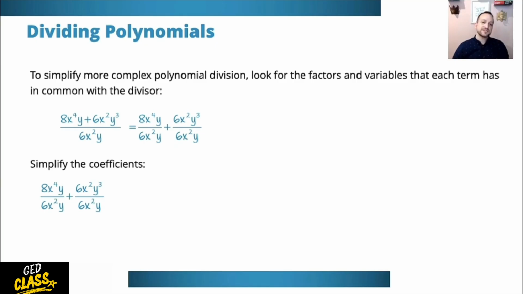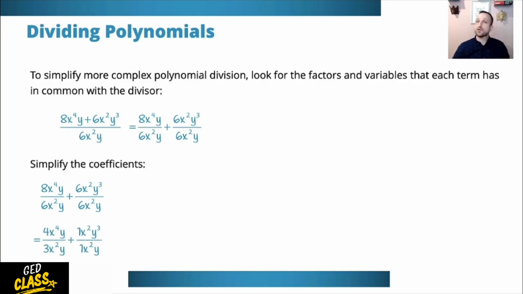The 6 dividing into 8, well, we could simplify that down into 4 over 3. And 6 into 6, well, that cancels completely. Now, often we don't write in the 1, but we put it in here as a placeholder just to remind you it did cancel completely, it did divide out completely, and the 1 is kind of by default represented there.